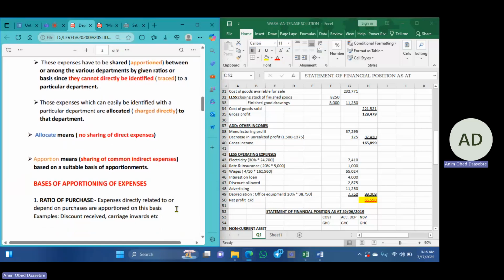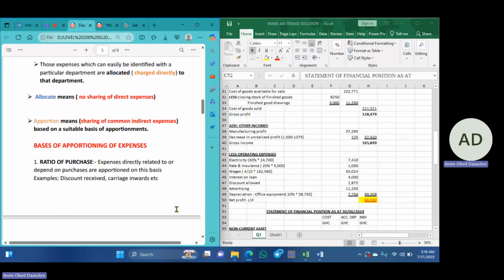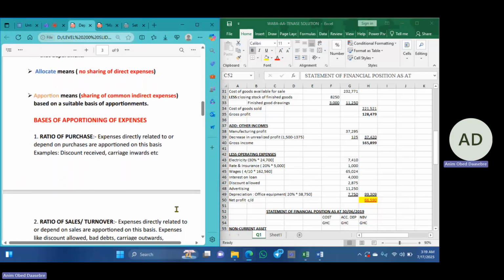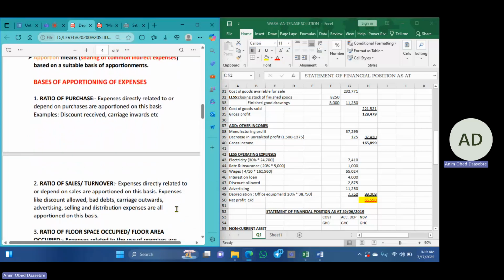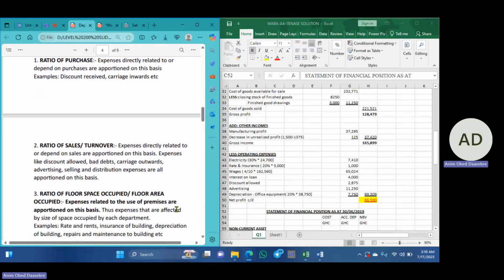And that would be maybe given ratios. They give us a suitable ratio for us to compute for them. And maybe we are going to use other suitable bases. So we have purchases, ratio of purchases, ratio of sales, ratio of floor area occupied, and all of that.